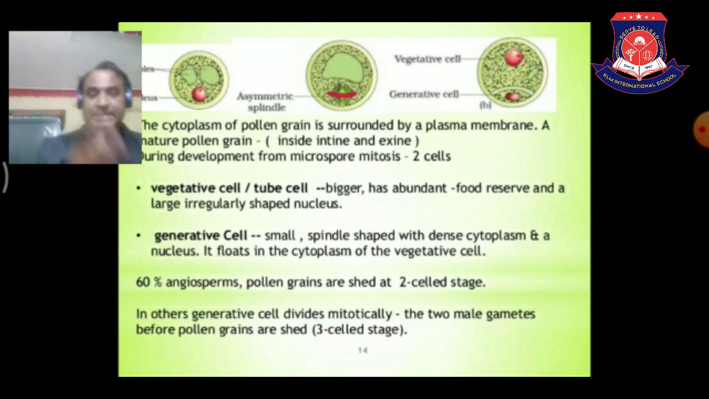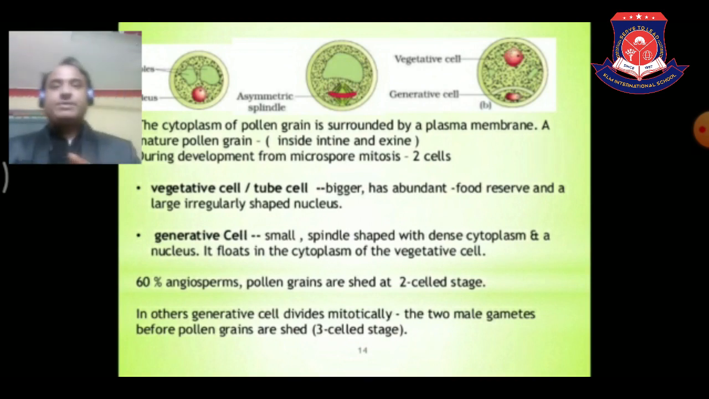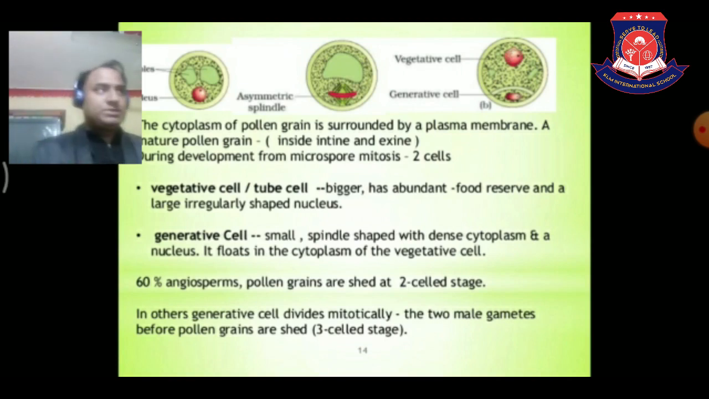Now inside the pollen grain there are two types of cells. One is the vegetative cell and the second is the generative cell. The vegetative cell is larger in size. Look, inside the pollen grain there are two cells, the generative cell and the vegetative cell. The vegetative cell has a bigger volume because it has reserve food material. It has a reserve storage of food material.